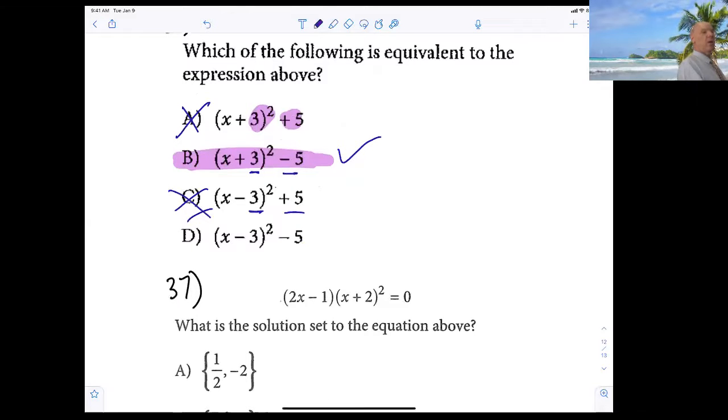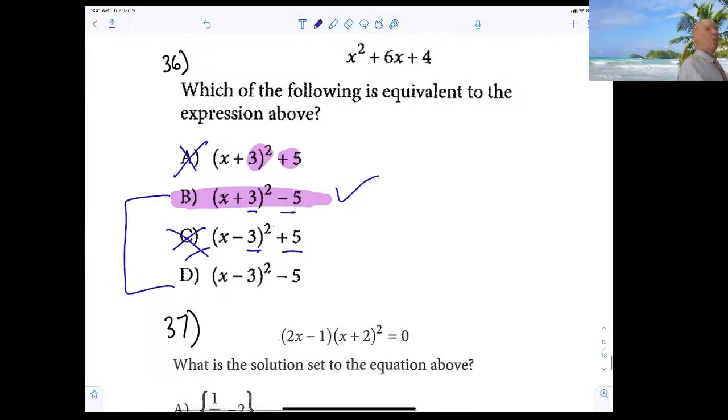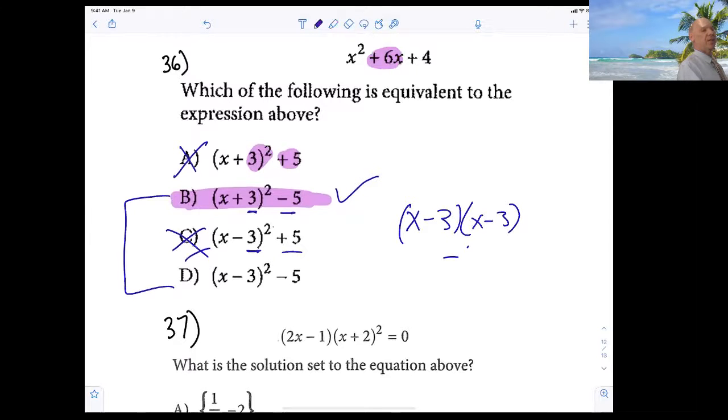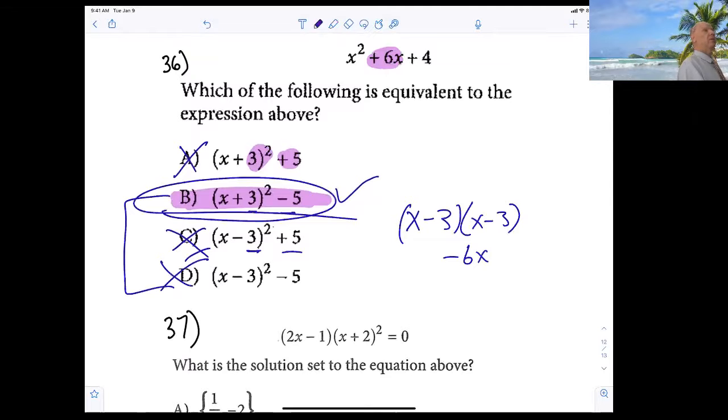And so now it's either B or D, because I got 4. Now at least you've got a 50-50 chance. But I want the middle term to be positive 6. So if I do x minus 3 squared, the middle term is going to be negative 6. So that wasn't the answer. So the answer is B. Come on, you can do that. I'm sure.